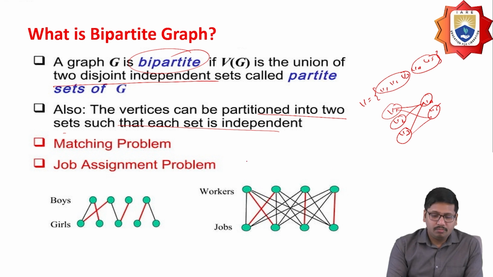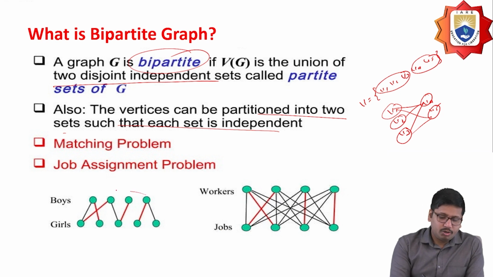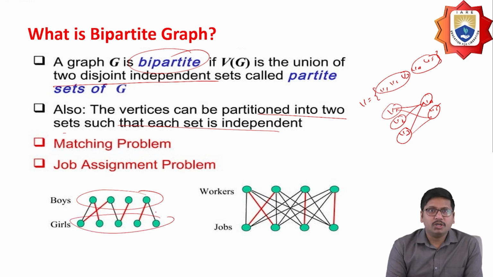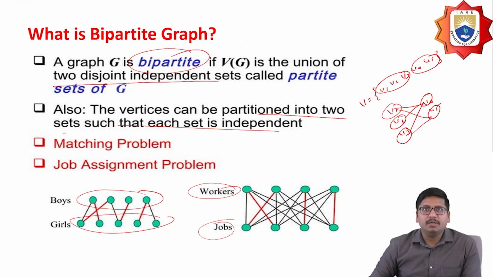Okay, the matching problem and the job assignment problem are mainly where the bipartite graph appears. Suppose I have a set of vertices that is a category of boys, and another set of vertices that is a category of girls. Similarly, if I have workers and jobs, the matching is done between the sets of different vertices of the vertex set, then it should be bipartite.